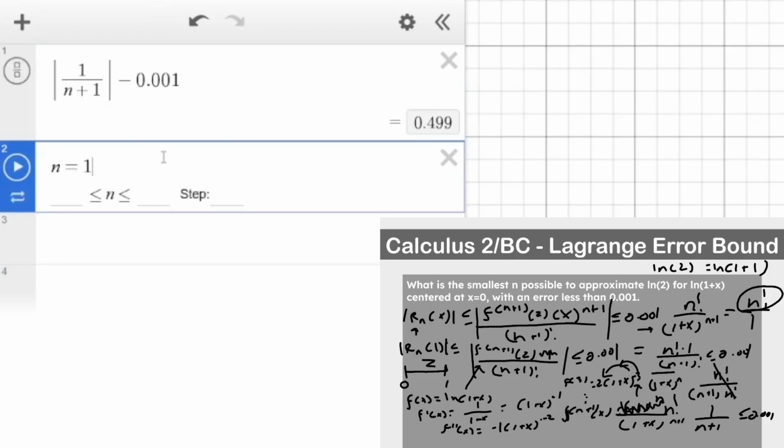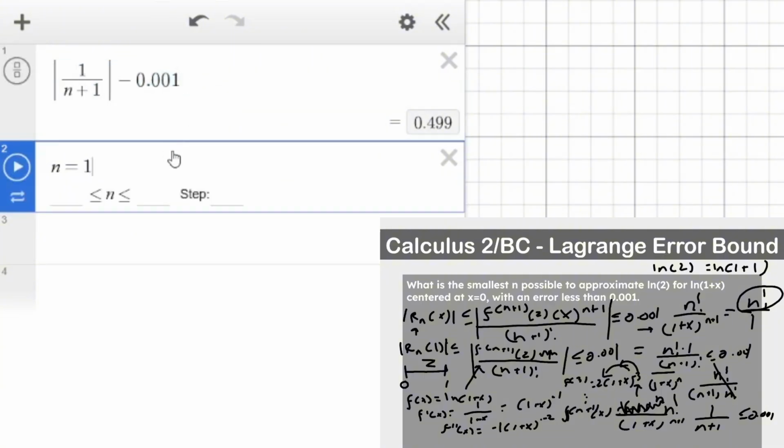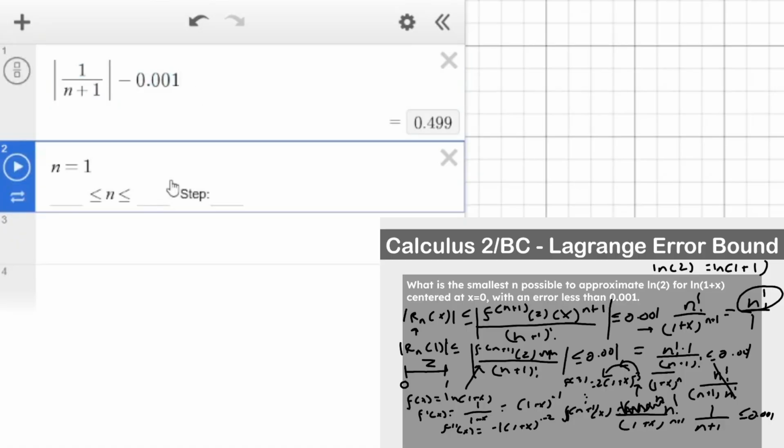Here you can see that when we have n equals 1, our error bound is 0.499 away. So that is not enough, because in order for our error to be smaller than 0.01, this whole equation must be less than 0, because it shows that this term is less than this term. So let's plug in n equals 2.